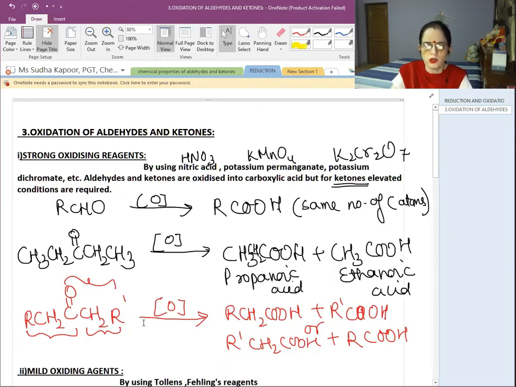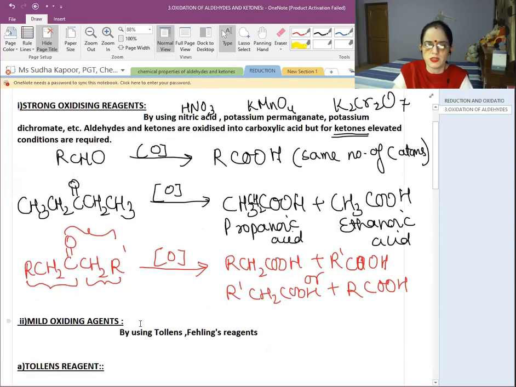So it is also mainly responsible in explaining how, in the case of unsymmetrical ketones, the acid formation takes place. But first, in the case of pentane trione, we will be getting propanoic acid and ethanoic acid.